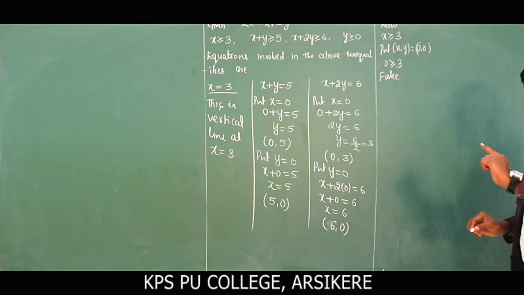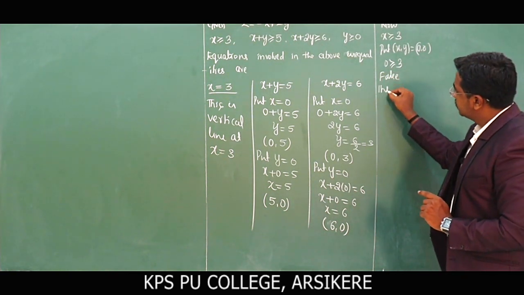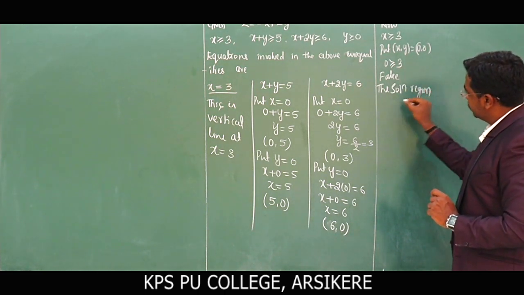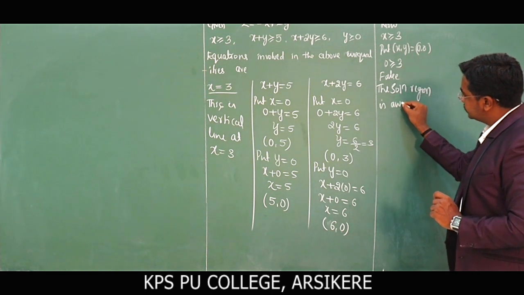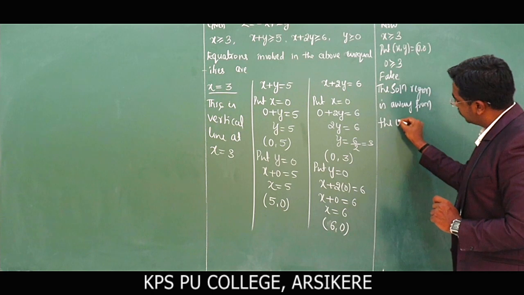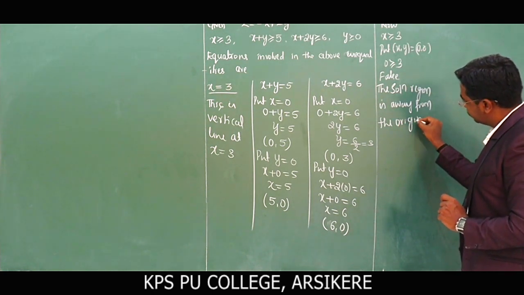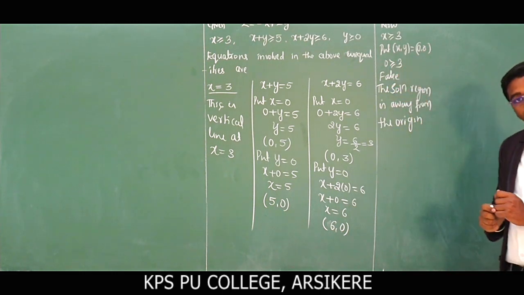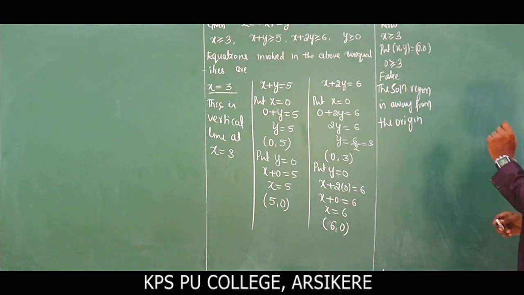So when this statement is false, the solution region is away from the origin. Clear? Away from the origin, or right of the line x is equal to 3. So what about the second one?